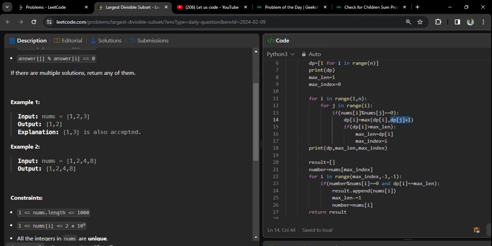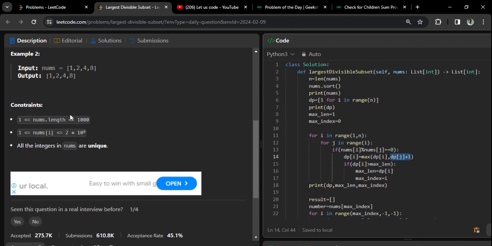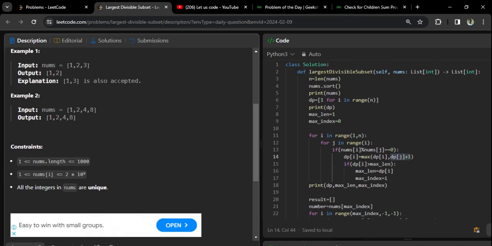Okay, try to understand this fact. Initially all the dp's are 1, right? Now let us try to do this fact. Suppose 1 can divide 2. The dp of 1 is also 1, the dp of 2 is also 1. So 1 is going to divide 2. That means one element is going to be added in our set, the probable set. So that is what we are doing in the dp of j.